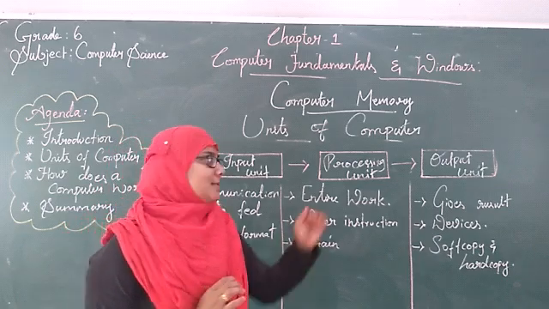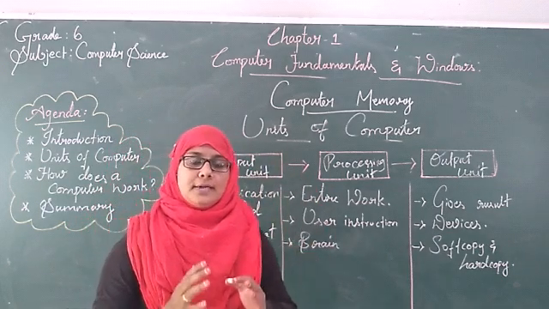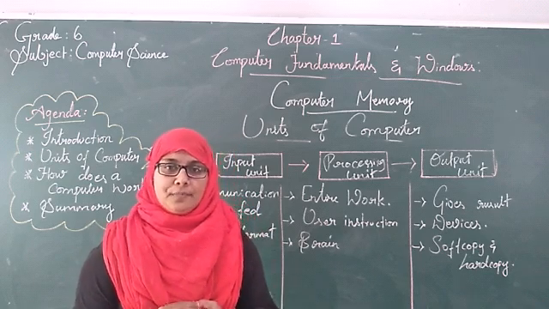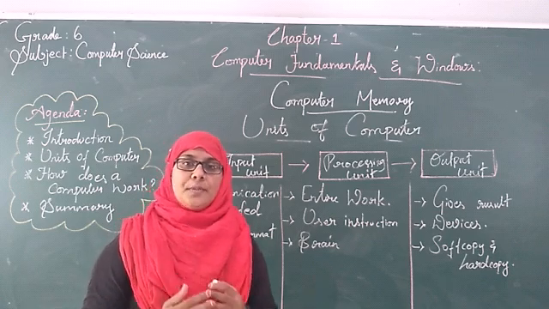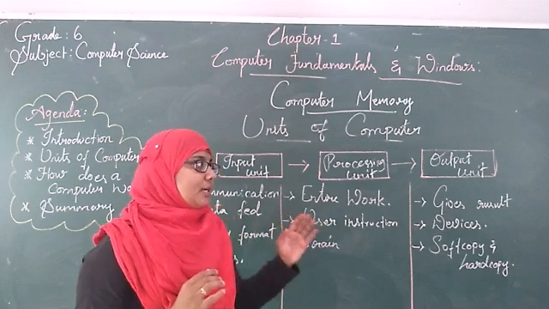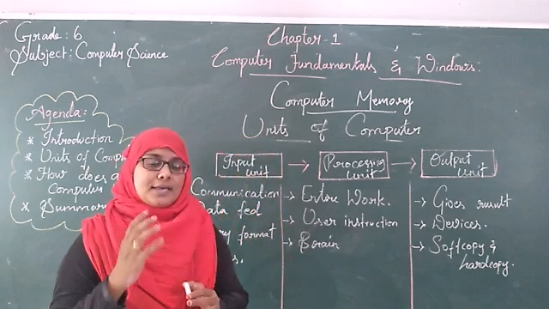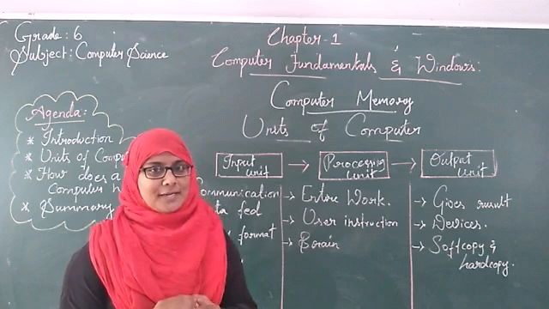And the next one is the processing unit. The entire work is done in this unit only. It will get the data from the input unit. According to the user instruction, it will process the data and send it to the output unit. And as you know, the CPU is the brain of the computer.